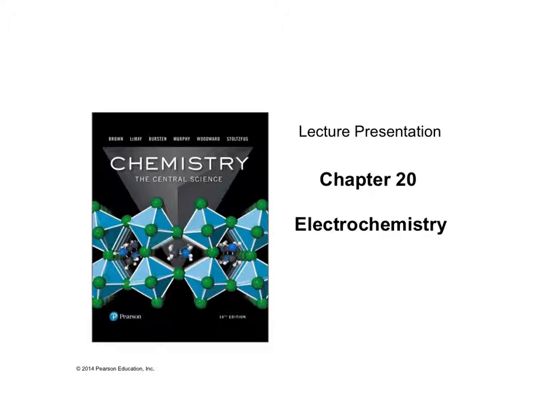Okay, so chapter 20 is going to deal with this concept of electrochemistry. Overall, electrochemistry deals with chemical reactions that either produce or utilize electrical current. Right? So it's a broad description of a variety of different things that are based on the fact that certain chemical reactions can either utilize or produce electrical current.